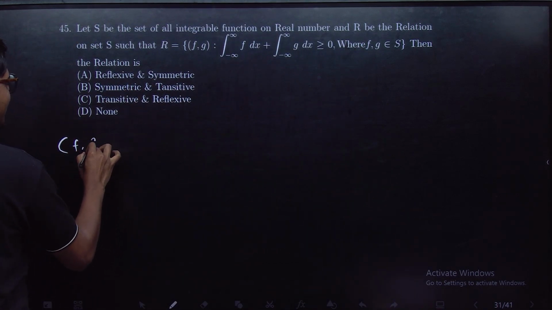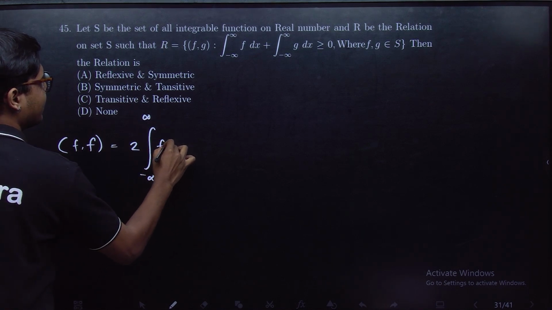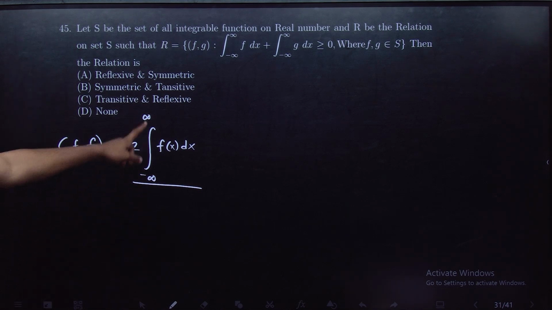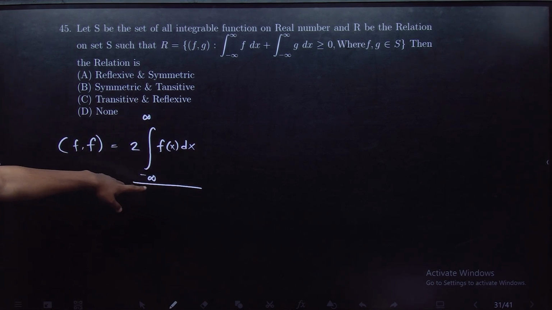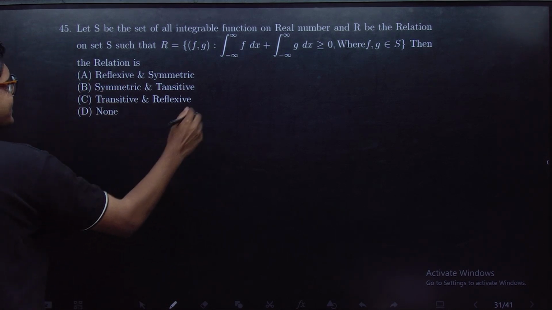If I put f comma f, it's basically twice this integral, minus infinity to infinity f(x) dx. This doesn't have to be necessarily positive. We can always find a function such that this integral itself is negative. So twice that integral is also going to be negative. So it's definitely not reflexive.